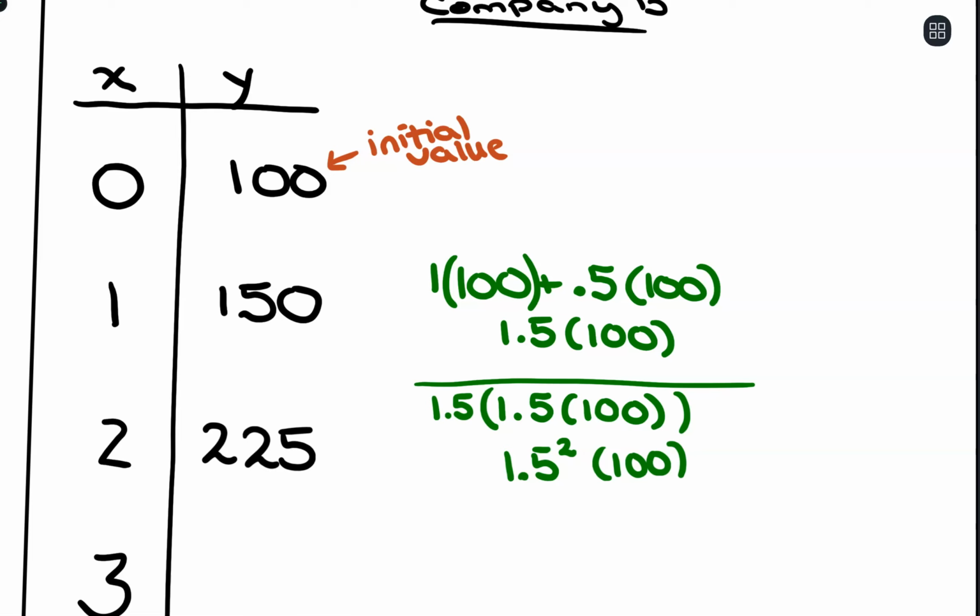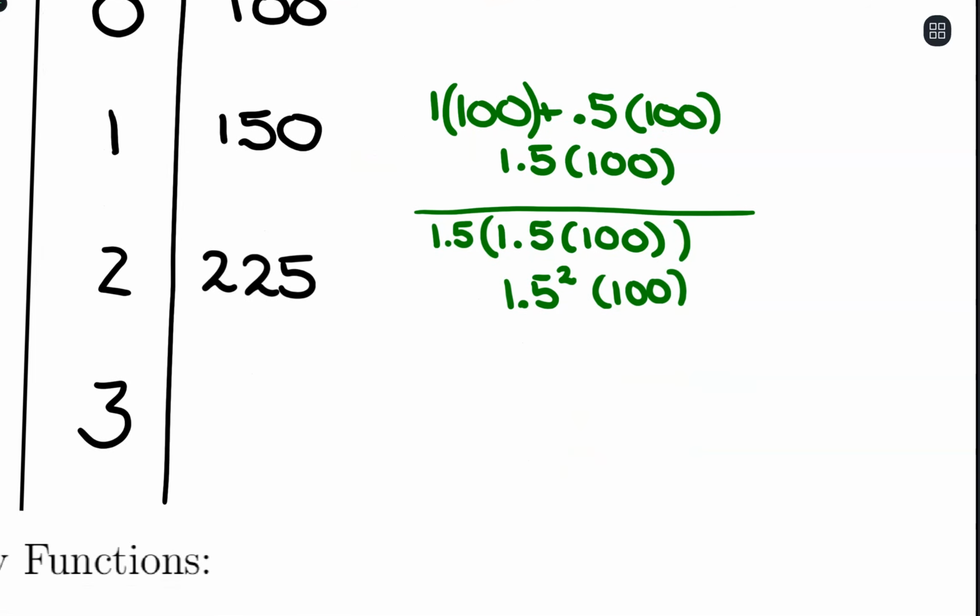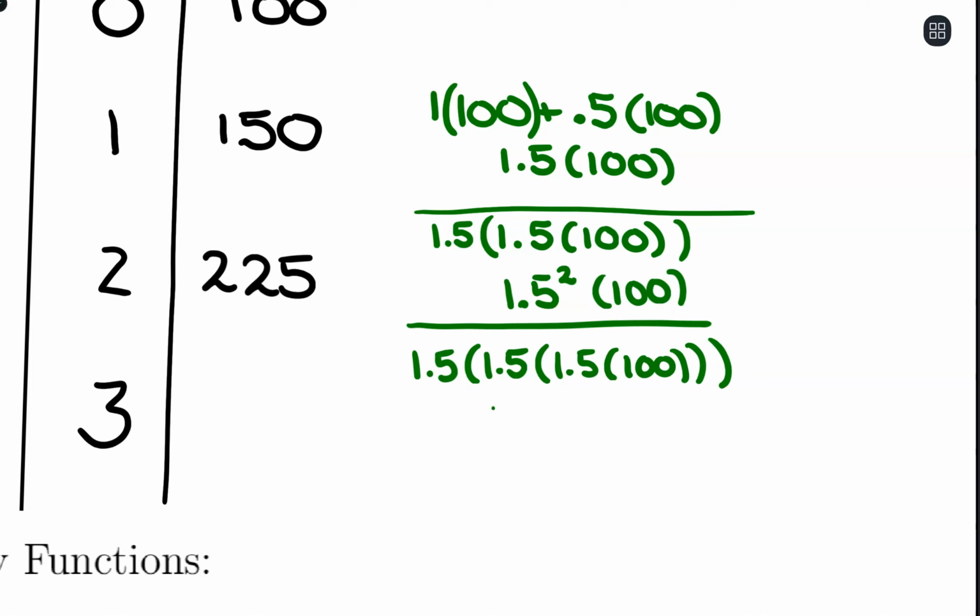Let's look at one more here. When we get to year 3, now that we're seeing a pattern, I want to take 150% of that 225, which came from 150% of 100. So it's like I'm layering on this multiplication by 1.5. What we would have is 1.5 times 1.5 times 1.5 times 100, or for short, 1.5 cubed times 100, which would be 337.5.